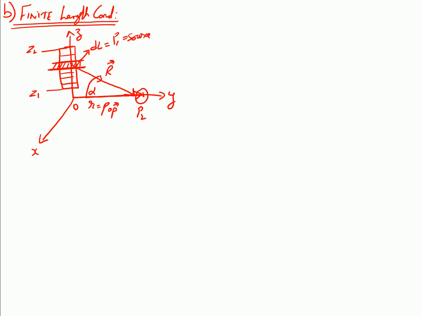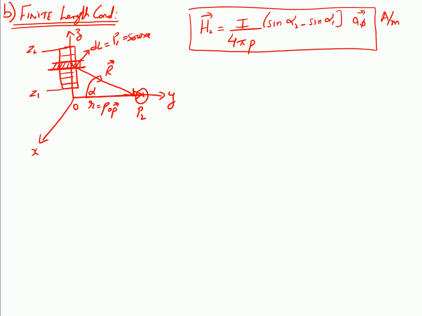So now this is the arrangement of this image, and the mathematical expression that we get for such is that, without going into the proof, if you want to find the magnetic field at point 2, the total magnetic field at point 2 comes out to be I divided by 4 pi rho, times sine alpha 2 minus sine alpha 1. Again, the magnetic field is moving in the a phi direction with the unit of amperes per meter. So this is the mathematical expression.